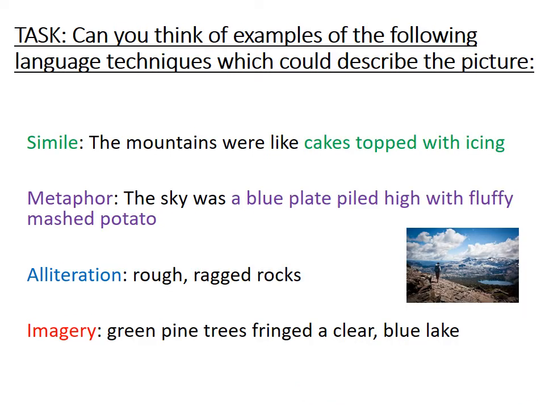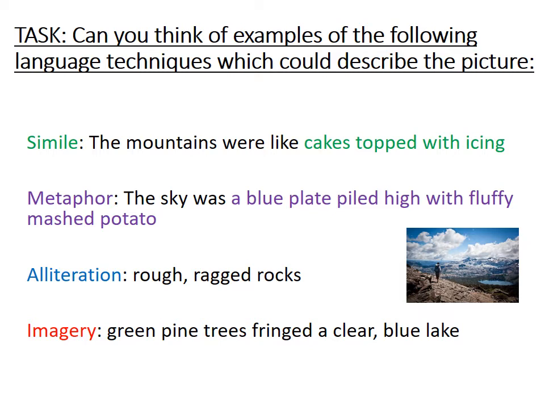These are the examples that I thought of to use in the description. The simile I used was the mountains were like cakes topped with icing, and there I was comparing the snow at the top of the mountain to icing. The metaphor I used to describe the sky was a blue plate piled high with fluffy mashed potato. And again there I'm comparing the blueness of the sky to a plate, and then the clouds to fluffy mashed potato. So each of those is giving a very strong visual image to the reader.